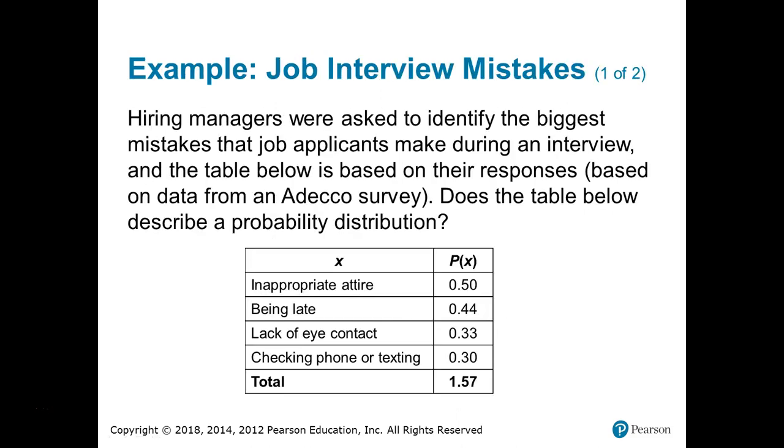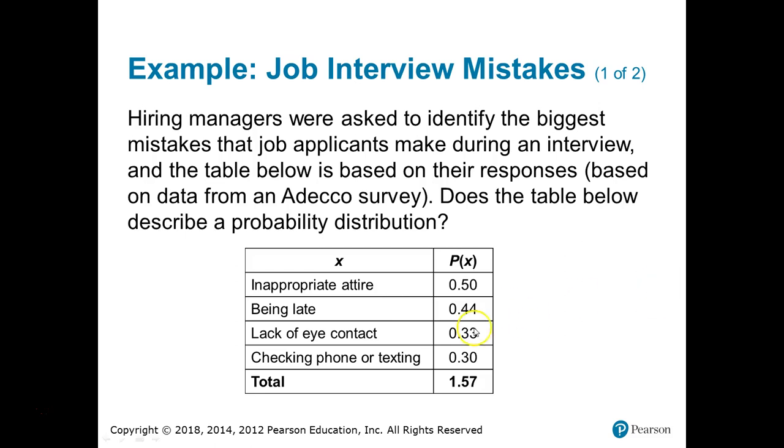So let's look at another example. Hiring managers were asked to identify the biggest mistake that job applicants make during an interview, and the table below is based on their responses. Does the table below describe a probability distribution?